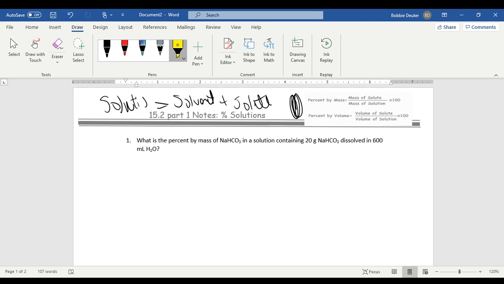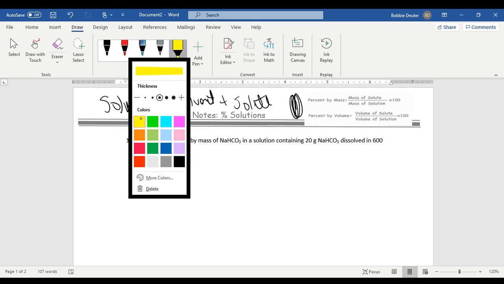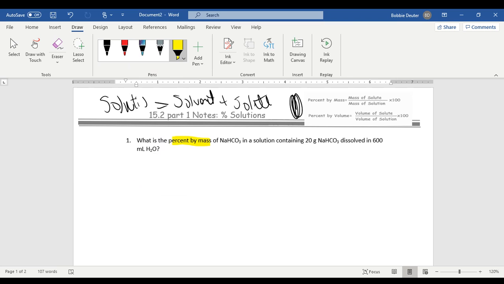So let's work through a couple of these problems. In question number 1, it is asking you what is the percent by mass. So we use this first equation here of sodium hydrogen carbonate, aka baking soda, which dissolves 20 grams in 600 milliliters of water. So the first thing that we need to do is look at what we have.